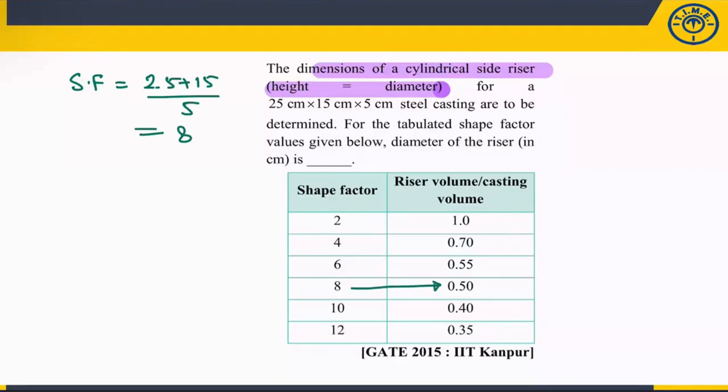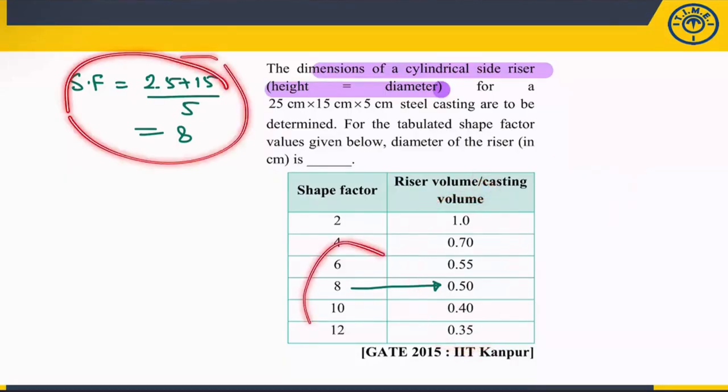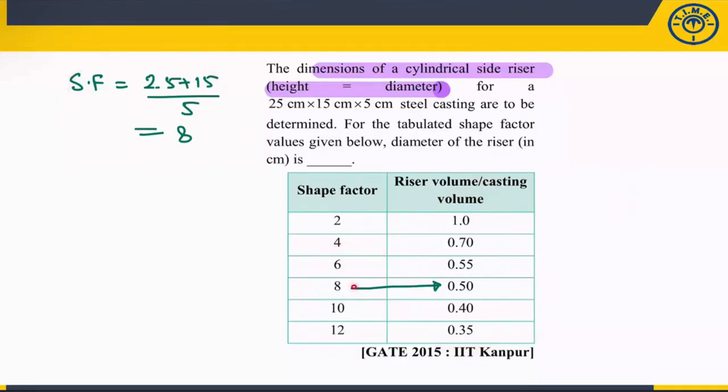So if they want to frame the question in a graph, they can frame. But this is a competitive exam. How will you find out corresponding to this? Because you have to draw a parallel line, no? That's why they have framed it in table form. And for that, you have to understand how to calculate the shape factor. So shape factor 8 corresponds to 0.5. So can I say volume of riser to the volume of casting is given as 0.8? Okay, volume of riser to the volume of casting.